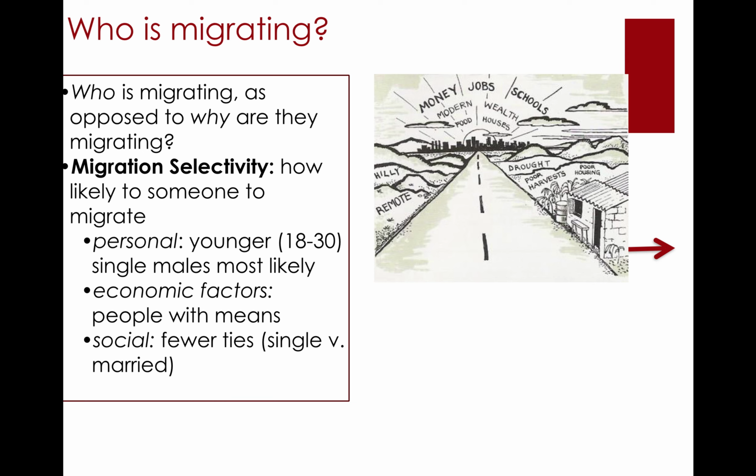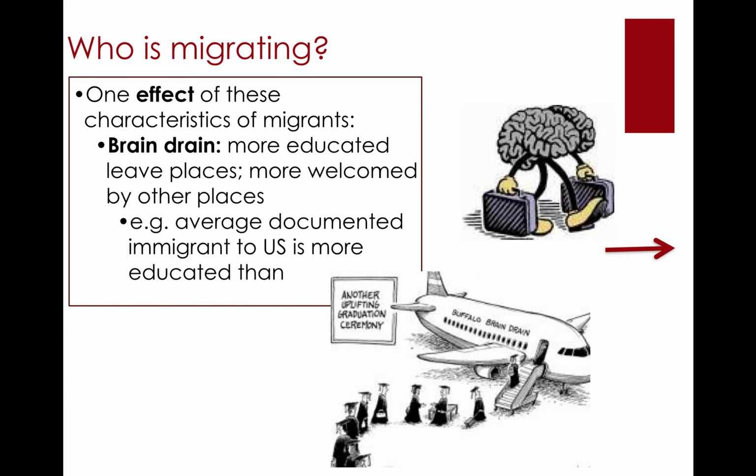Socially, I already mentioned this, but people who have fewer ties, like people who are single versus married, are more likely to migrate. Again, these are just general patterns of the ease of mobility. Someone who doesn't necessarily have obligations to others has greater mobility and a greater ability to migrate.